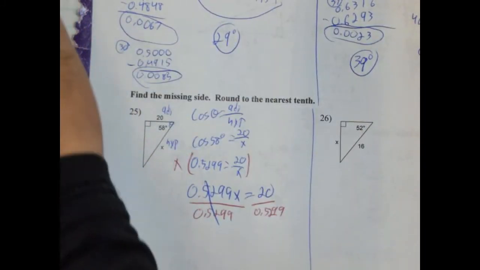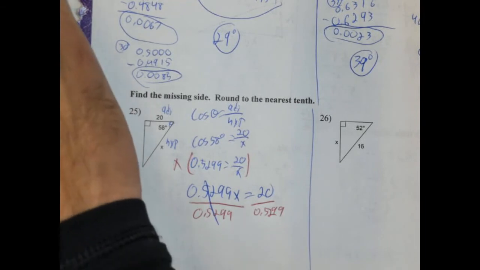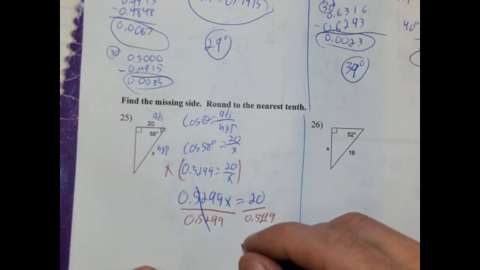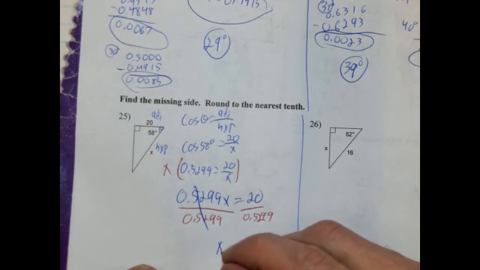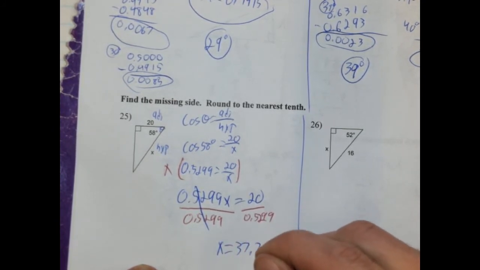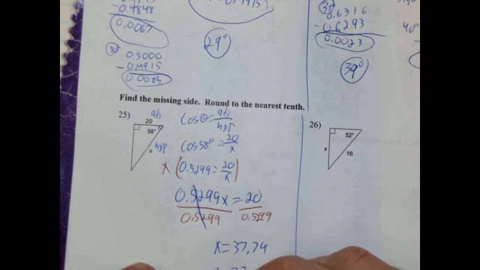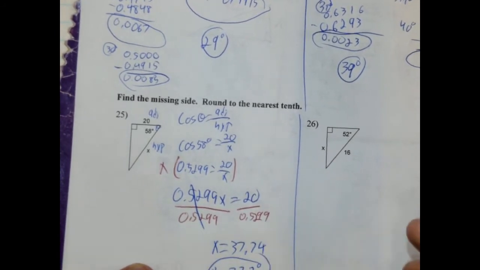So 20 divided by 0.5299. All right, so round to the nearest tenth. So we have x equals 37.74. So this is to stay at 7. So x equals 37.7 degrees.